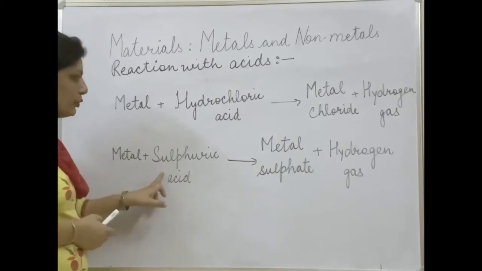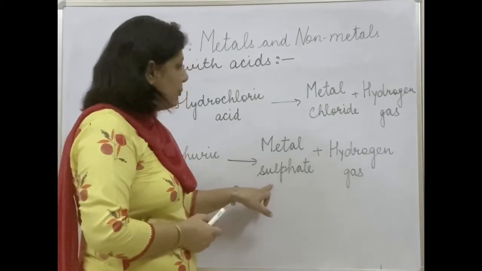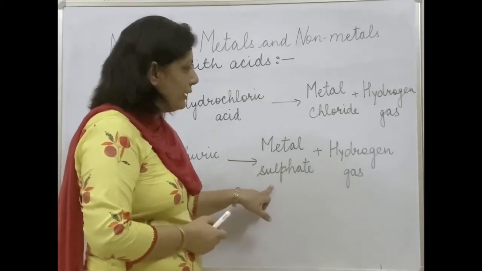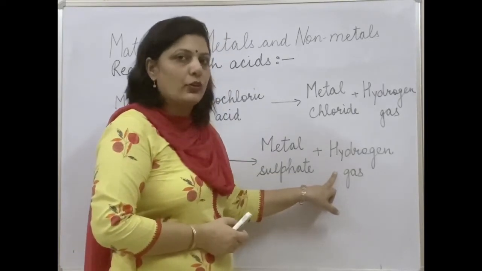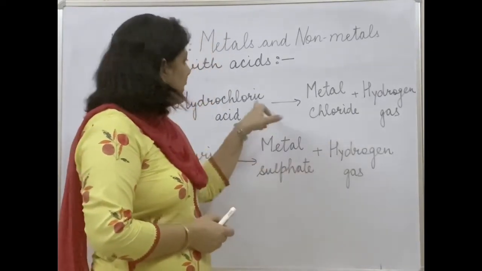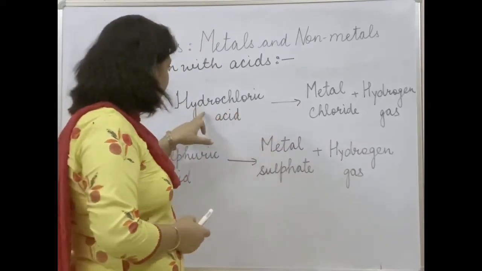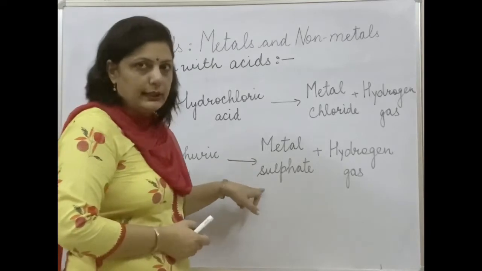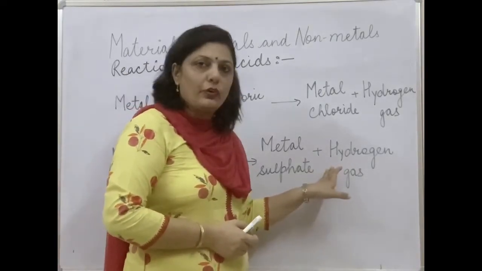Metal reacts with sulfuric acid and will lead to formation of metal sulfate, and when metal sulfate is formed, along with it there will be liberation of hydrogen gas, in the same way as hydrogen gas is liberated in the dilute hydrochloric acid. One more thing to be kept in mind, that we are taking dilute acids in both the cases. Now because of this reaction, there will be liberation of hydrogen gas.